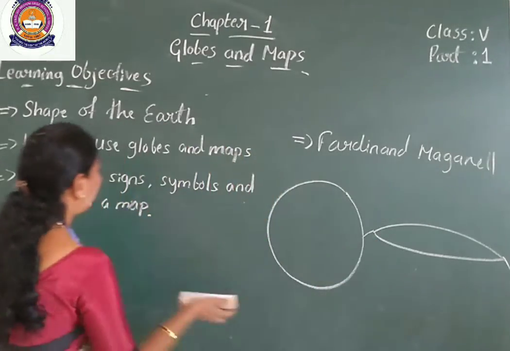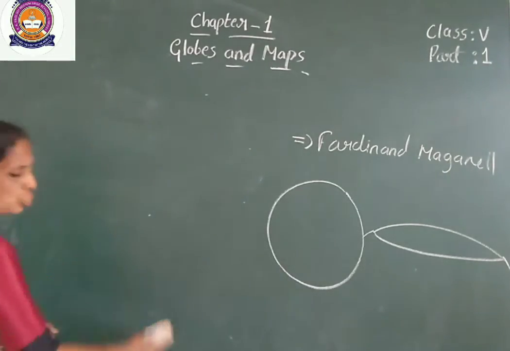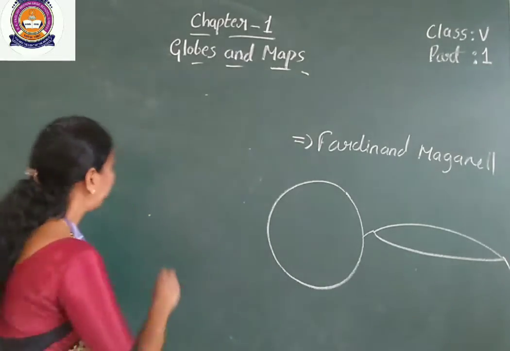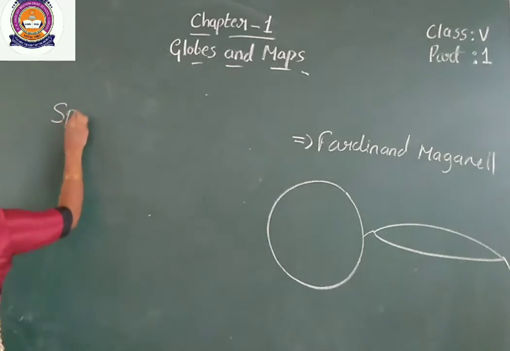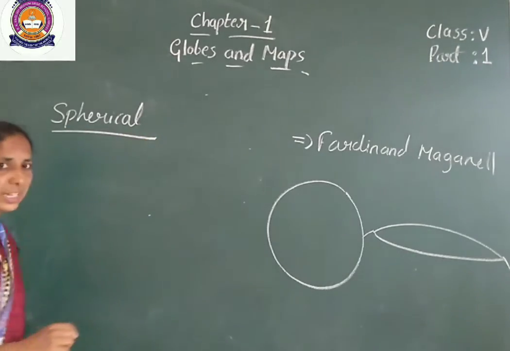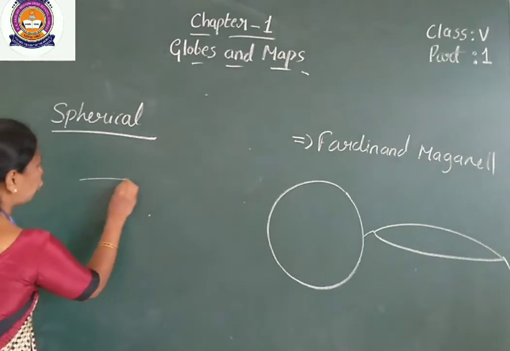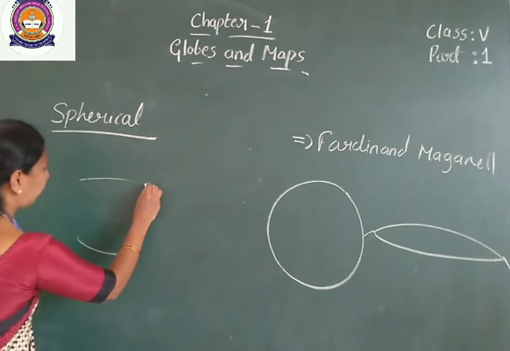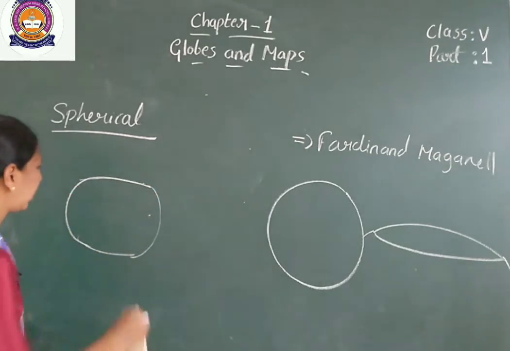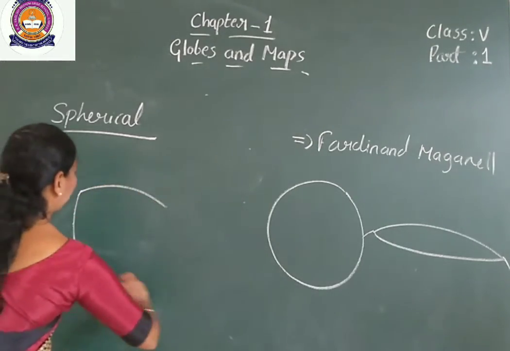And next, astronomers. See here, astronomers found out the shape of the earth is spherical. The shape of the earth is spherical, like an orange, flattened at the top and bottom. See the earth's shape, like an orange.